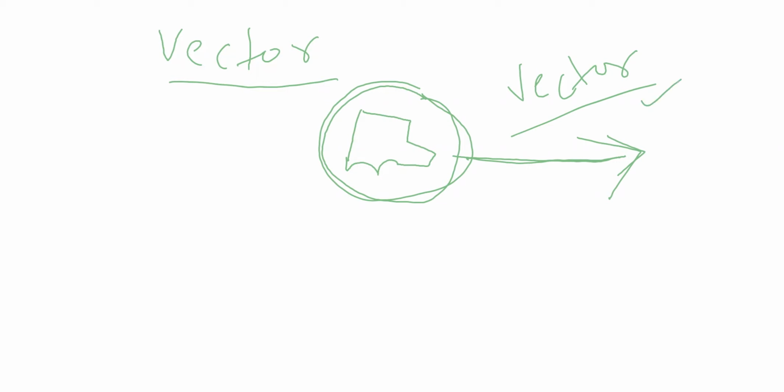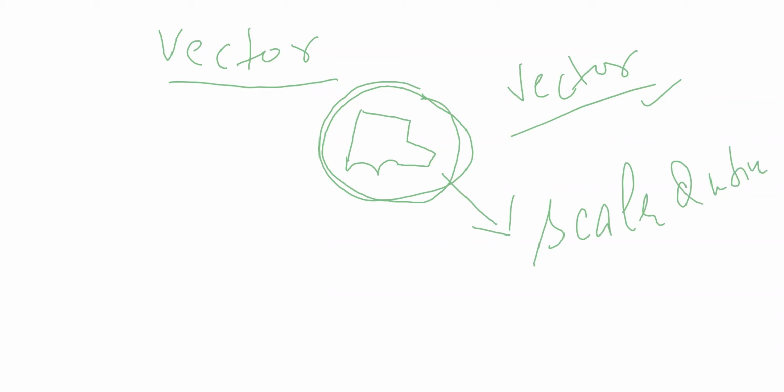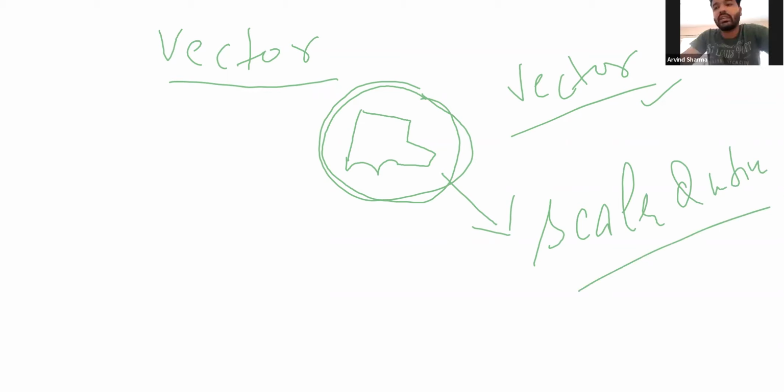Now, for example, the car is at rest. The car is not moving in a particular direction. Then the car has a magnitude, but it does not have a direction. In this case, this quantity is known as a scalar quantity. Whenever there is a magnitude and a direction, then it's called a vector quantity.